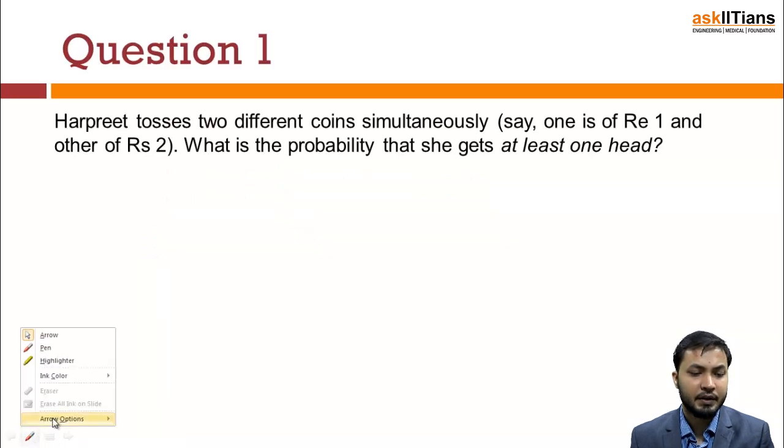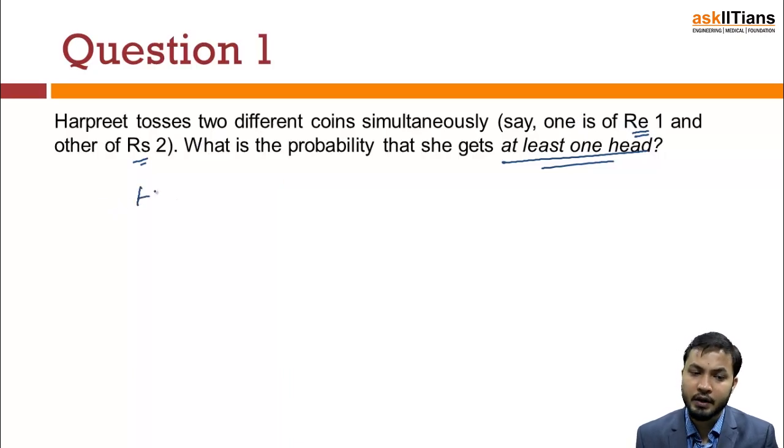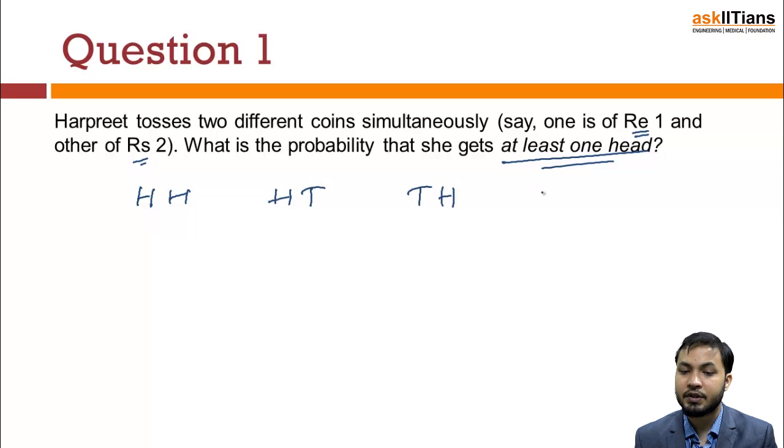It says that Harpreet tosses 2 coins simultaneously. Say one coin is of rupee 1 and the other coin is of rupee 2. What is the probability that she gets at least one head? Now, the mention of rupee 1 and rupee 2 has been given just to confuse you. When you toss 2 coins, this is the sample space that you get: head, head, head, tail, tail, head, tail, tail.